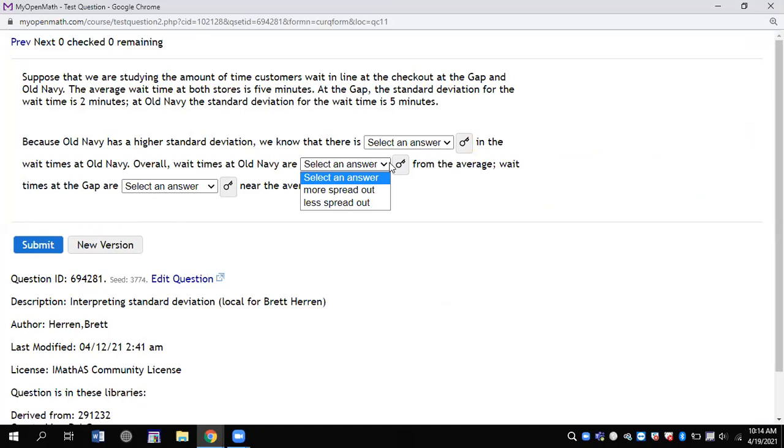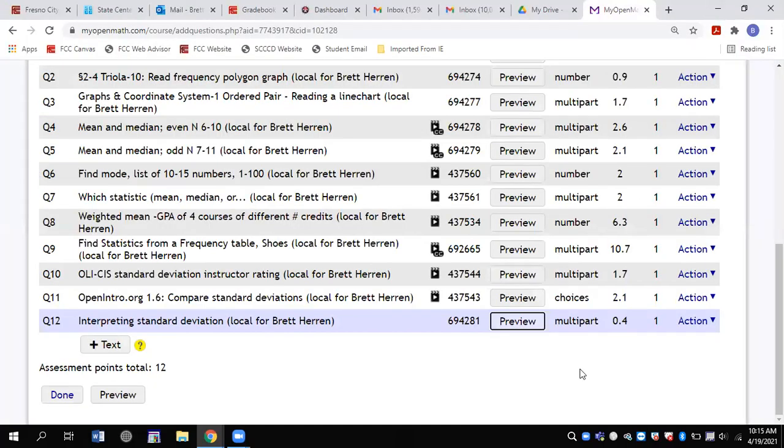More or less variation, more spread out. Yeah. So at Old Navy, they have a higher estimation. There's more variation. So that's going to be higher standard deviation, more variation at Old Navy, right? Some customers get out real quick, some take longer. Overall, the wait times at Old Navy are, so we're still talking about Old Navy, and then more, again, this time they want the word more spread out. More spread out. And then this third time, and the times at the Gap are more concentrated. So there we go. There's the words that they're wanting.